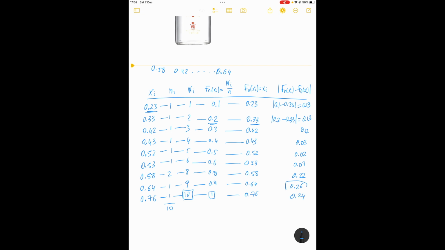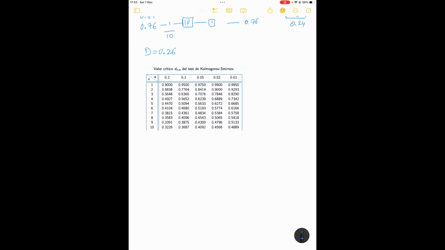And now we take the maximum. So the maximum is 0.26, and that's our value. D is equal to 0.26. Now we have to go to the table. Here, the total number of points we have is 10, and the significance level is 0.05. So the critical value here is 0.4092. So our statistic, the value we have computed, 0.26, is less than the critical value, 0.4092. So here we do not reject the null hypothesis.